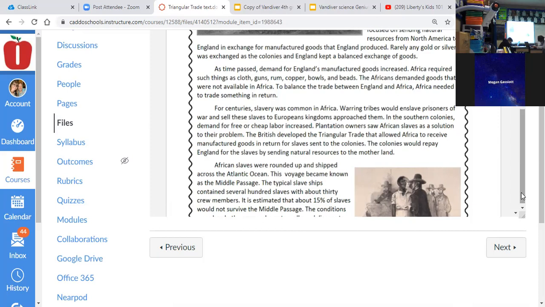The British developed the triangular trade that allowed Africa to receive manufactured goods in return for slaves sent to the colonies. The colonies would repay England for the slaves by sending natural resources to the motherland.